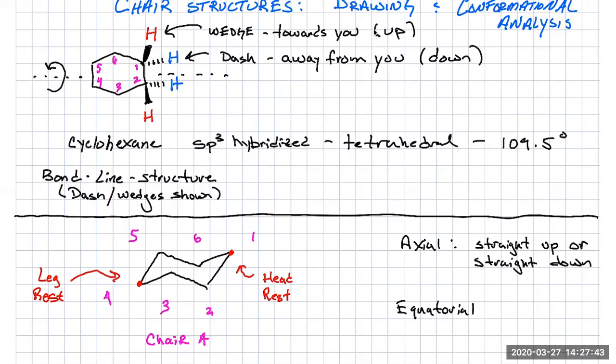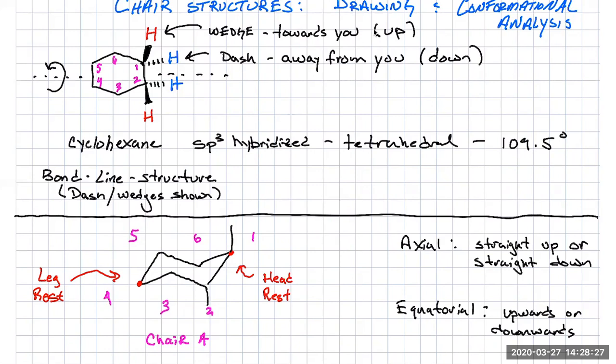Equatorial bonds, these are upwards or downwards along the perimeter of the chair structure itself, but not straight up or straight down. All right, so if I go to carbon 1, if you look at the carbons connected, the bonds go in an upward direction. So there's an axial group straight up. At carbon 2, the axial group has to be down, so axial down.